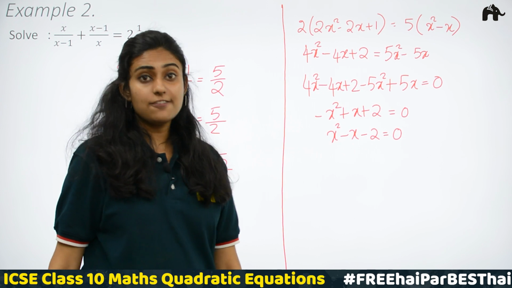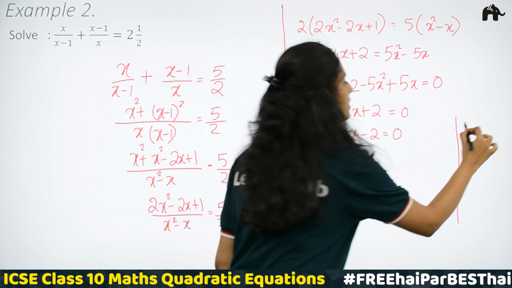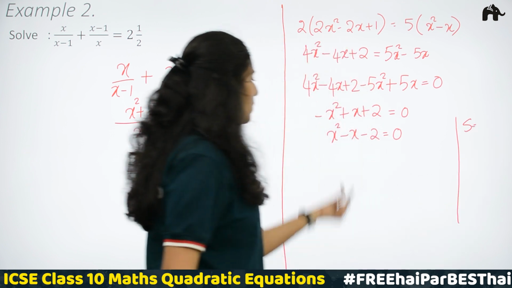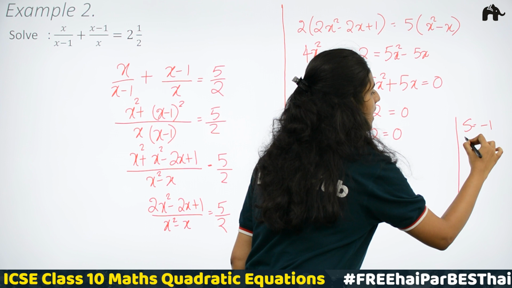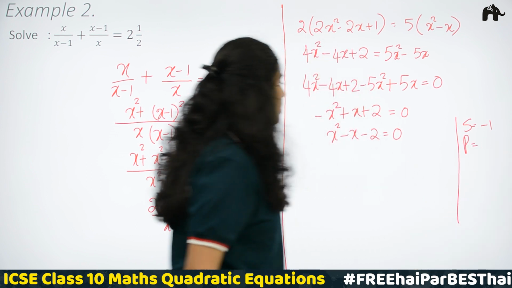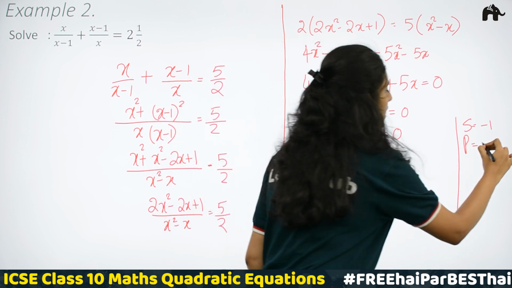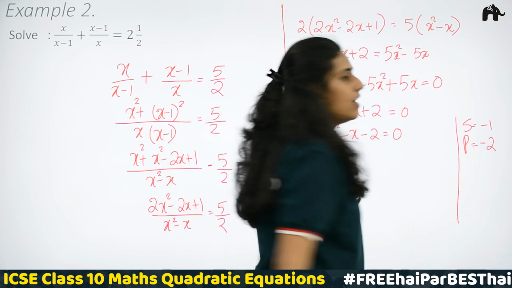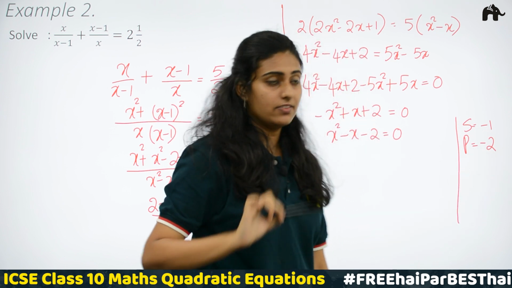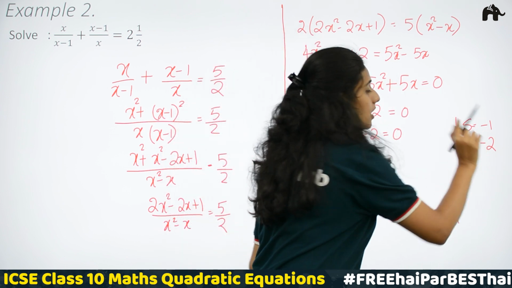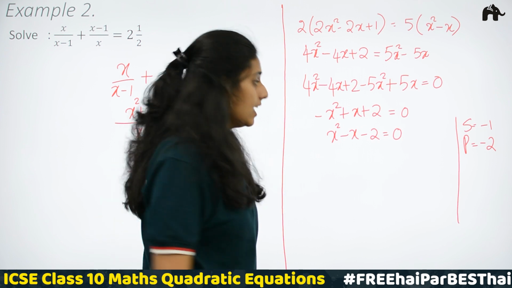Now we need to find the factors. We need to select two numbers such that the sum is equal to b. Here b is minus 1. Sum is minus 1 and product is equal to a into c. a is 1 and c is minus 2. That is 1 into minus 2, minus 2. What are the numbers? Here the product is negative, which means of the two numbers taken, one should be positive and the other should be negative.